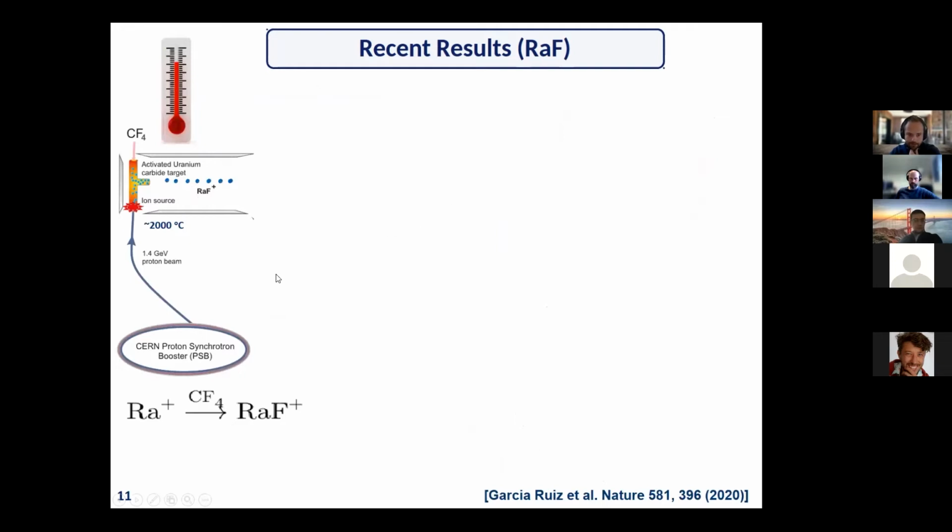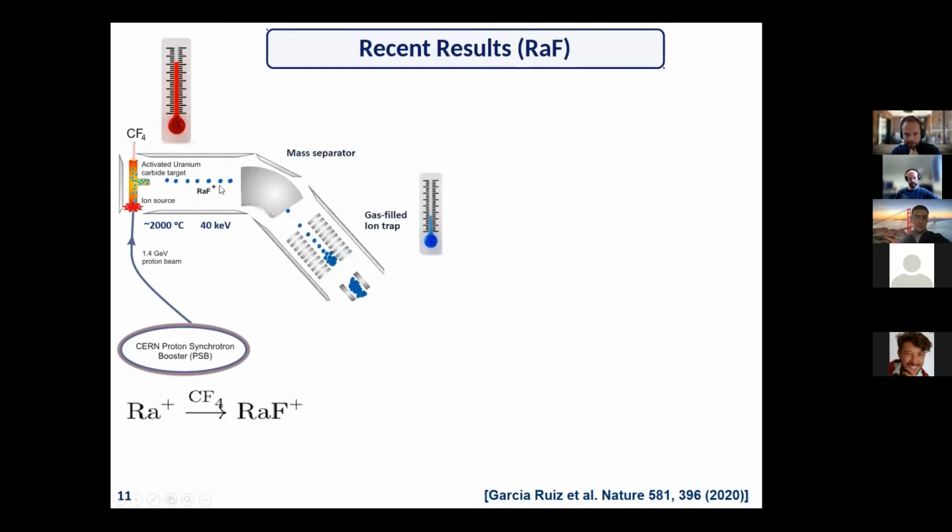So here it is in a few steps, right? First, we did these experiments at CERN. We use protons from the PSB, about 1.4 GeV protons, that collide with a uranium target. And then you produce many radioactive nuclei, among those radium. Then we inject CF4, some chemistry happens, you produce many fluoride molecules, and then we use mass separation to select mainly radium fluoride plus.